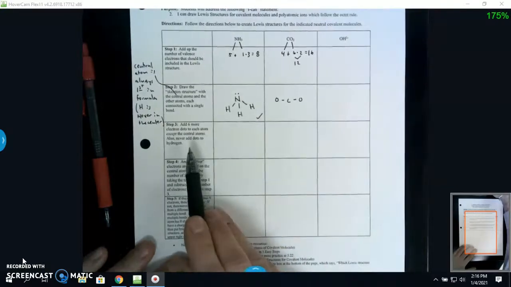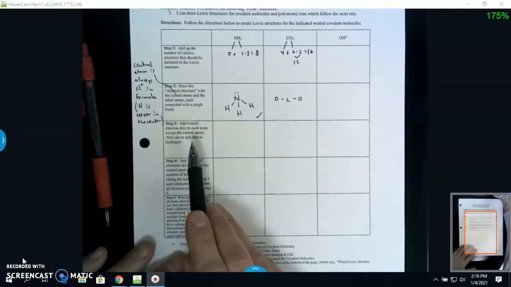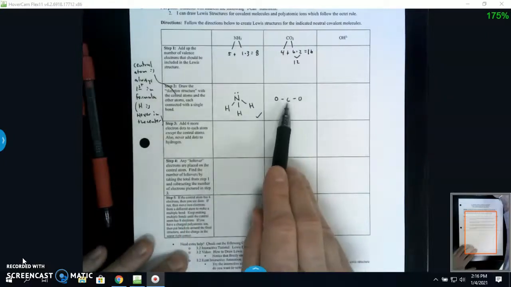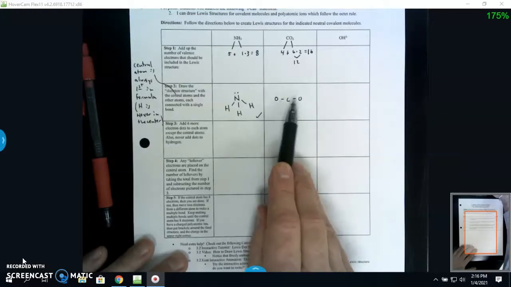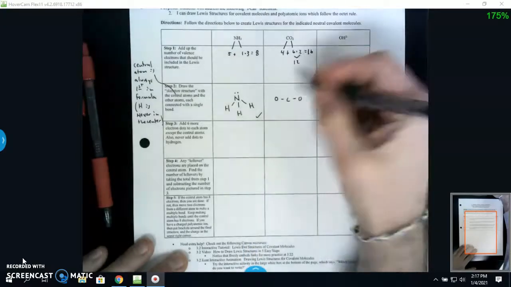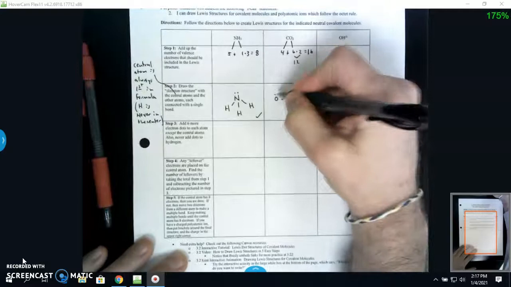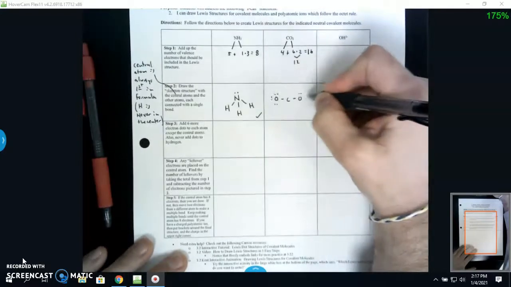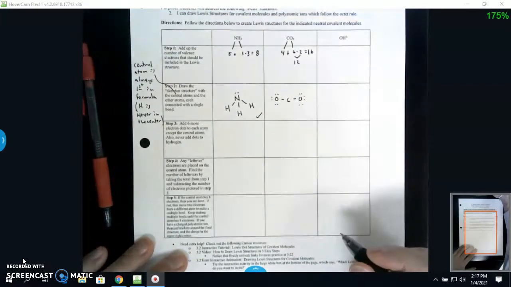Step number 3 says to add 6 more electron dots to each atom except the central atom, also never to hydrogen. So we're not going to put any right now on the carbon. Now listen to my counting. I've already used 4 electrons, so I'm going to start my counting at 6, and I'm going to stop my counting at 16. So here's 2, 4, 6, 8, 10, 12, 14, 16.